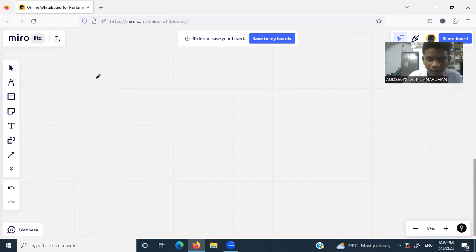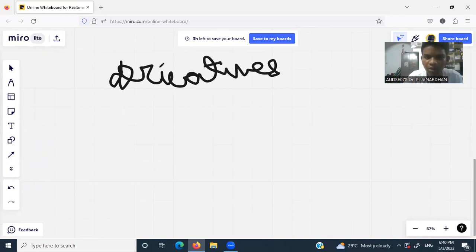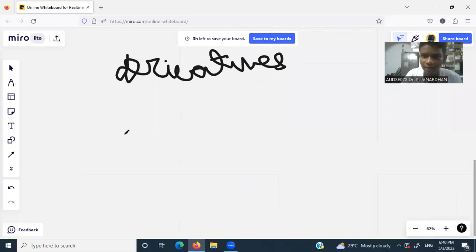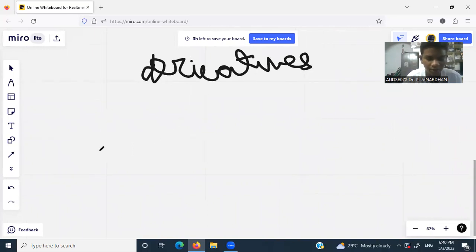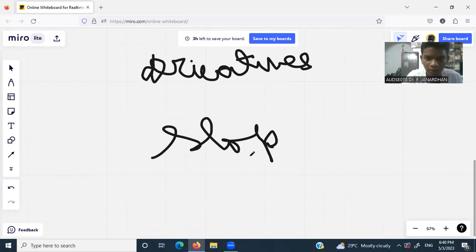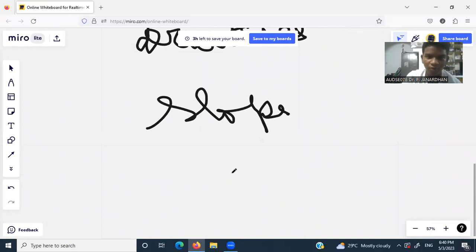So first, we'll learn about derivatives. We are not going to go into the depth of calculus and how to calculate derivatives and what is the meaning of derivatives. But overall, the concept is slope. Calculating a derivative means calculating slope. What does the slope of a function mean?